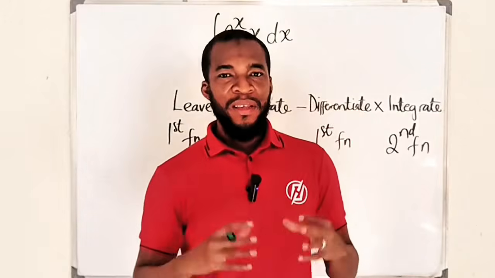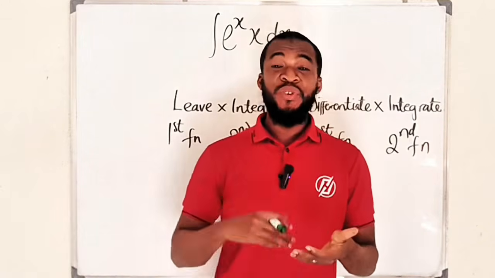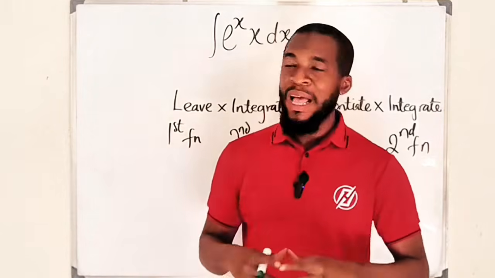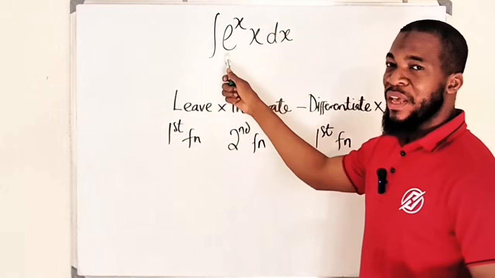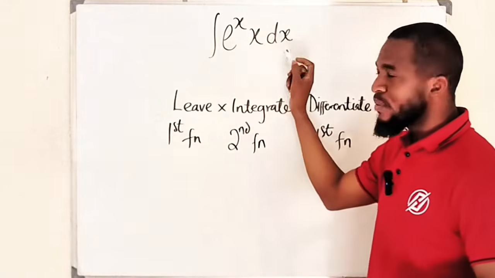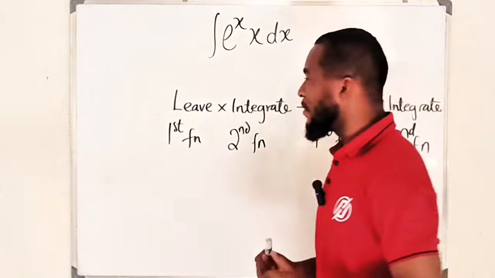Hello everyone, in this tutorial I'm going to show you a very simple way in which you can easily remember how to carry out integration by parts. We have a very simple function here, e to the x times x. We would like to integrate the whole of this with respect to x. And this is the formula that will guide us.